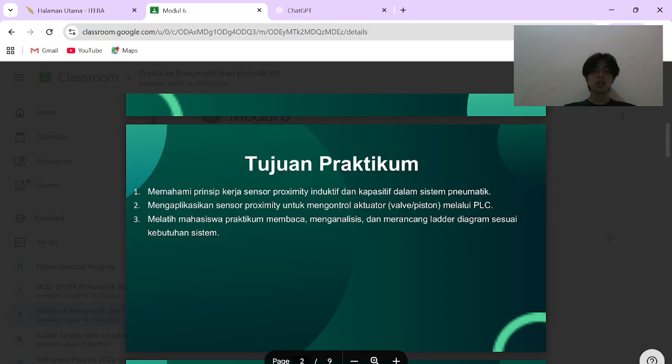Practical objectives. One, to understand the working principles of inductive and capacitive proximity sensors in a pneumatic system. Two, to apply a proximity sensor to control an actuator such as valves or pistons through a PLC. Three, to train students to write, analyze, and design ladder diagrams based on system requirements.